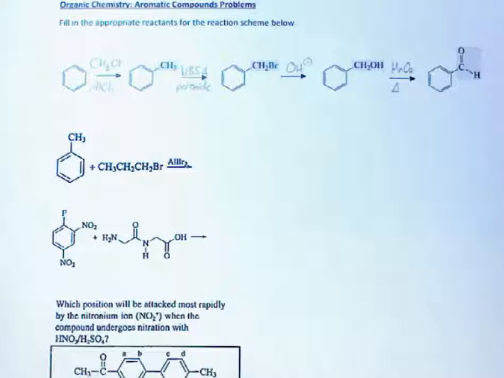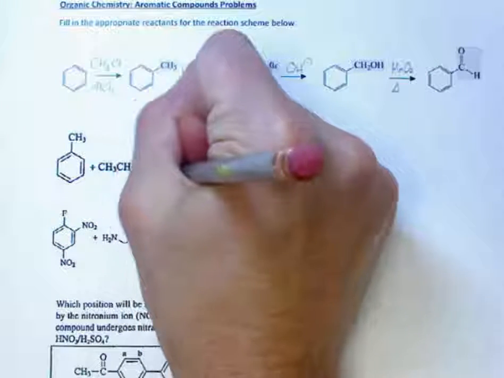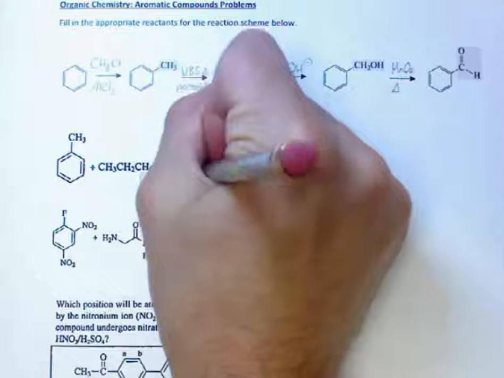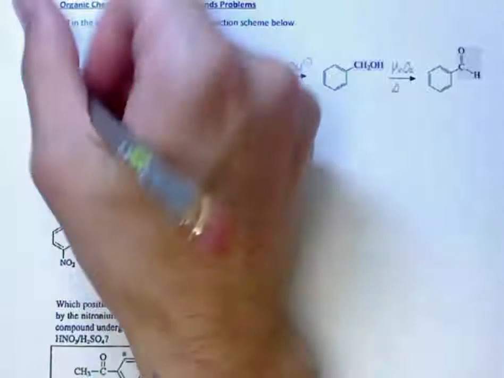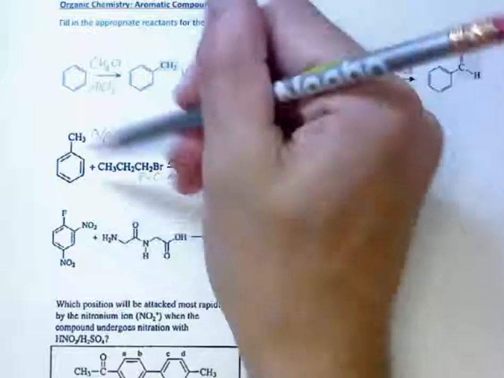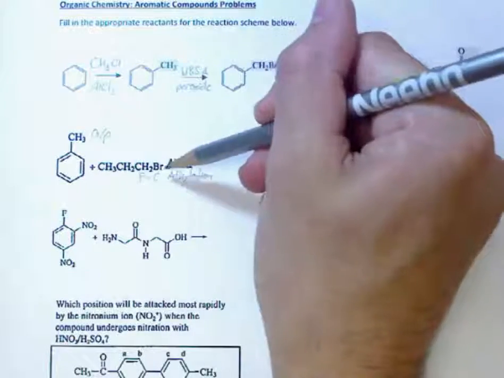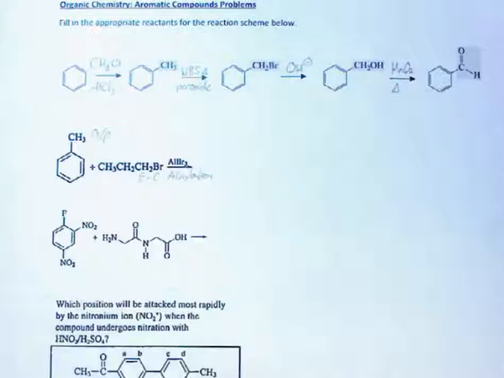For the next one, this is going to be a Friedel-Crafts alkylation. The CH3 group is going to be a weak activator, so this is going to be an ortho-para director. Since we have a propyl group here, the para product will be favored to avoid sterics on the ortho product.